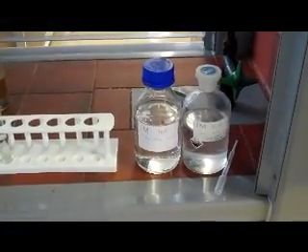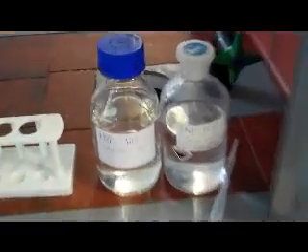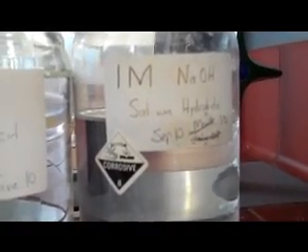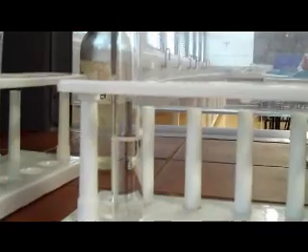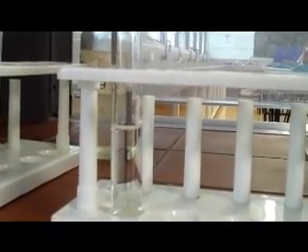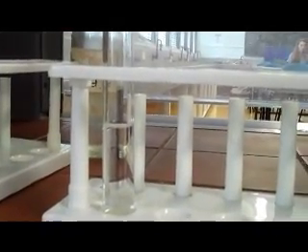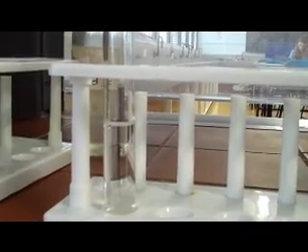The first practical experiment we're going to do is mixing hydrochloric acid and sodium hydroxide. So we start with 5 ml of sodium hydroxide in a test tube. We take the temperature and then we add our hydrochloric acid and record the temperature again.